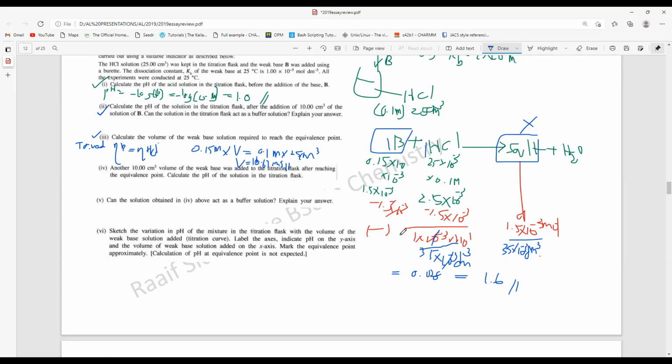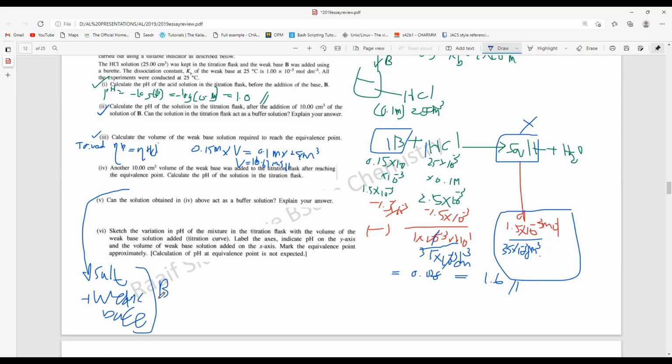So what they are telling here. When the equivalence point is reached, you have added 16 point something. Okay. So at the equivalence point, there will be only this salt. And what they do is add another 10 cubic centimeter of the weak base. So now in this solution, what do you have after the equivalence point? After the equivalence point, you have the salt plus the weak base. So basically now this is a buffer solution.